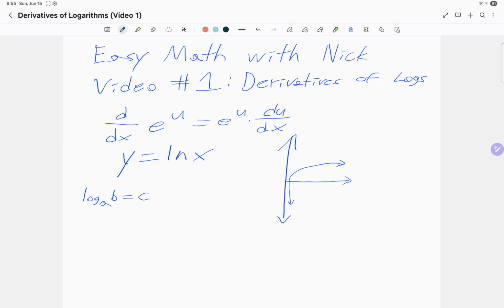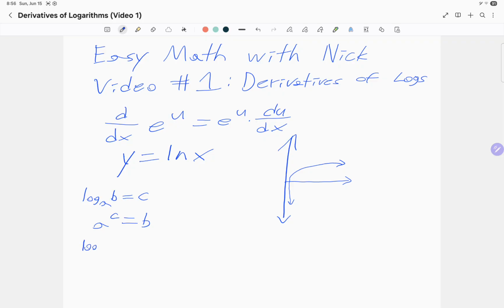If we have log a of b equals c, then a to the c equals b. So this is a property of logs I will be using very shortly. I was going to jump right into it, but I figured I should go over this first. And also, what's known as a change of base formula.